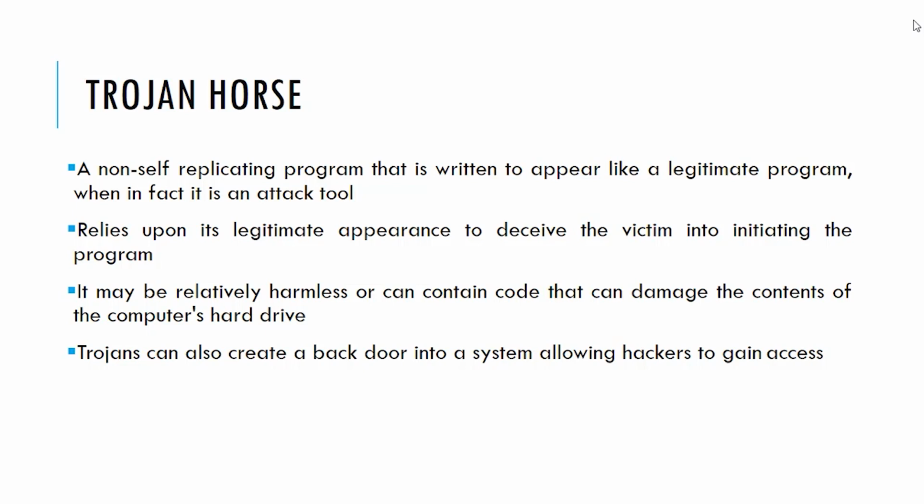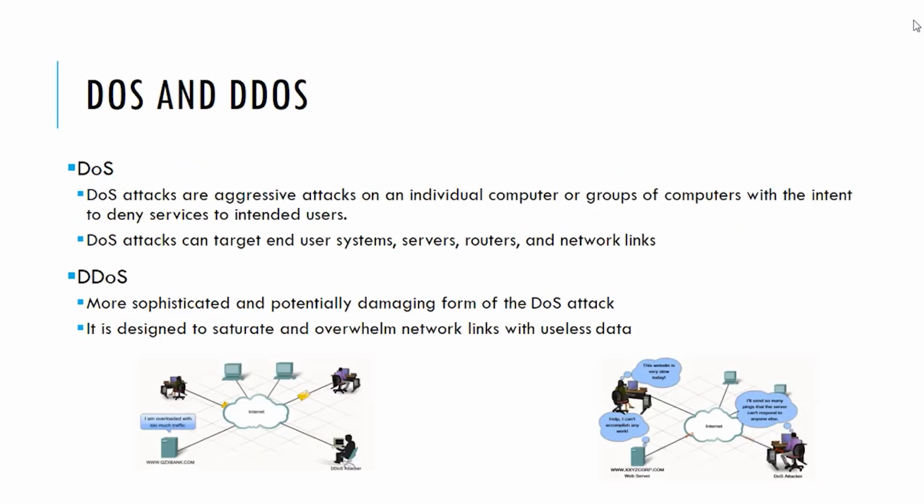system. It may be relatively harmless, the software itself, or can contain code that can damage the contents of the computer's hard drive. But Trojans can also create a backdoor into a system, allowing hackers to gain access. The Trojan horse itself as a software may be harmless, but its harm is that it opens a backdoor. It allows an attacker from outside the host to access the host, to read the files, to delete the files, to copy the files, or to do anything to the binaries inside this host.